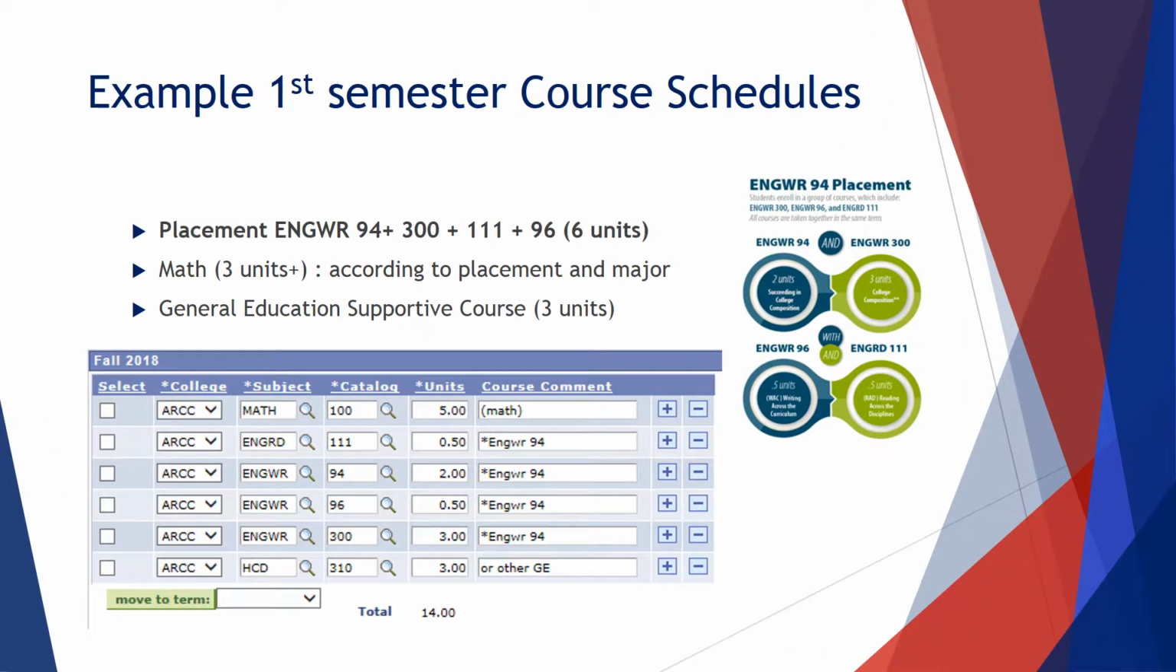If you placed into English Writing 94, you need to enroll in 6 units of English Writing: English Writing 94 plus English Writing 300, along with English Writing 96 and English Reading 111. We would also recommend you enroll into the math course you placed into. And if you need another general education course to reach full-time status, HCD 310 College Success or another general education course would be a good option.